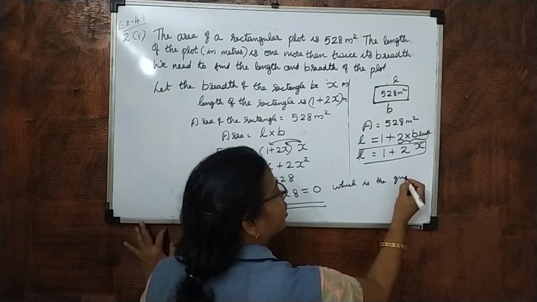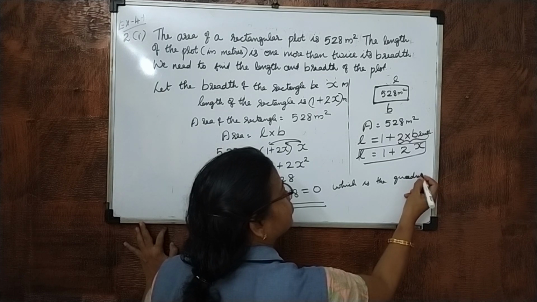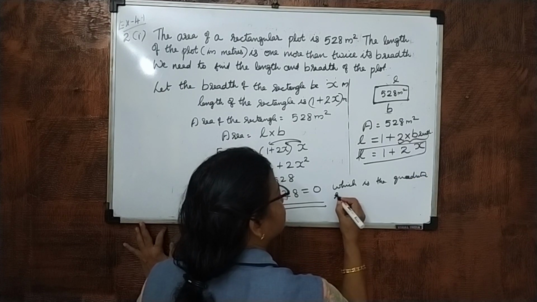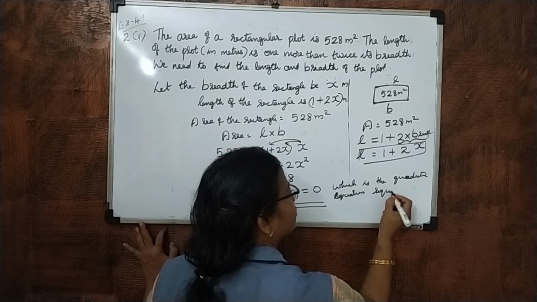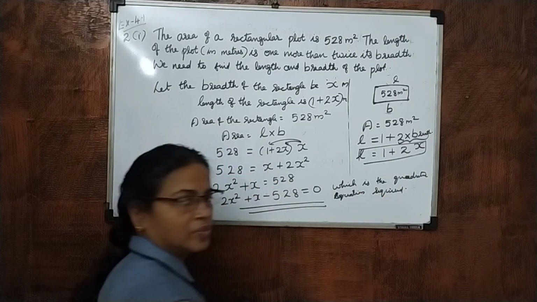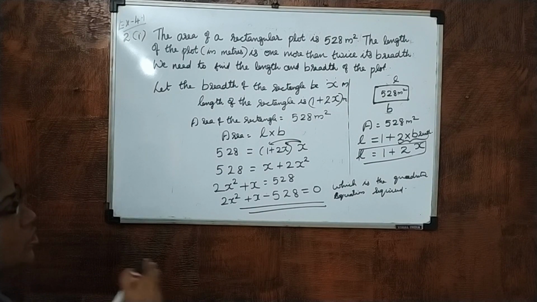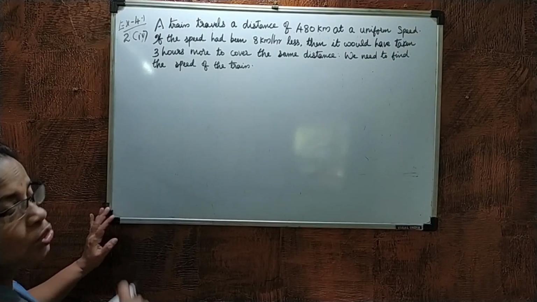This is the quadratic equation required. Clear? Area they had given you, using that you have to find the quadratic equation. Area of the rectangle is length into breadth, then apply the terms, multiply, and you will get the answer. This is the fourth question.